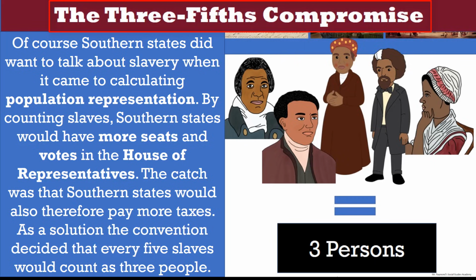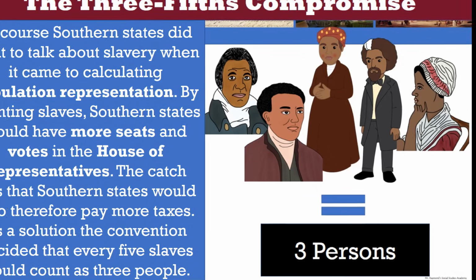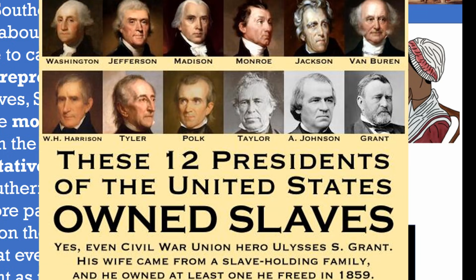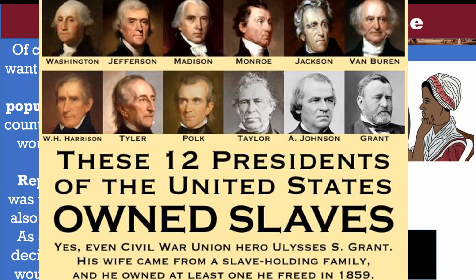Southern states did want to talk about slavery when it came to calculating population representation. By counting slaves, Southern states would have more seats and therefore votes in the House of Representatives. The catch was that Southern states would also therefore pay more taxes. As a solution, the convention decided that every 5 slaves would count as 3 people. The Three-Fifths Compromise, in addition to just showing how much disregard people had for slaves, would have serious future ramifications on politics.